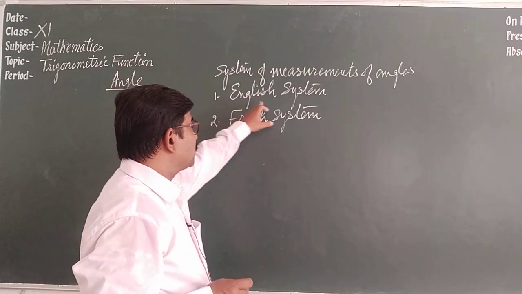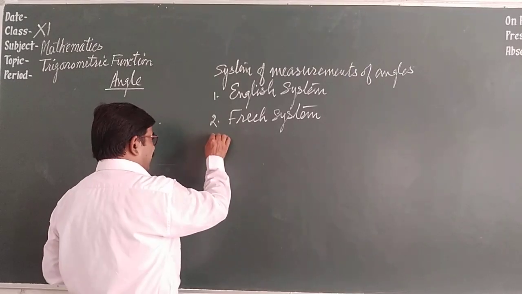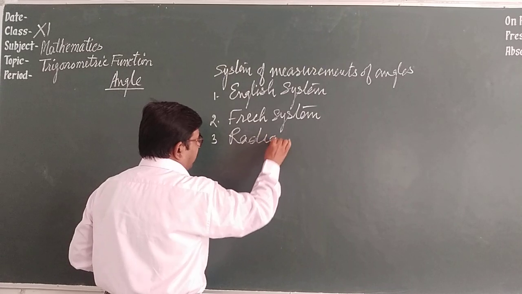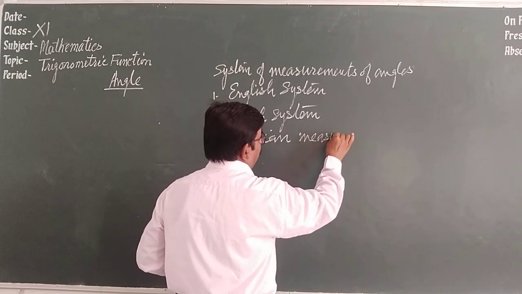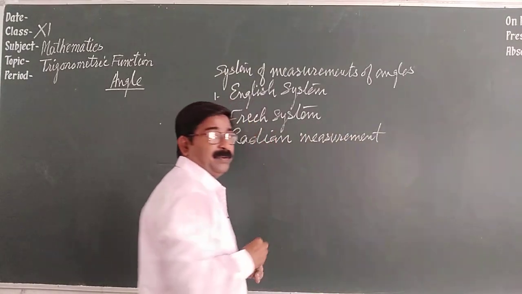In English system of measurement, and one more we can include, radian measurement. Radian measurement.